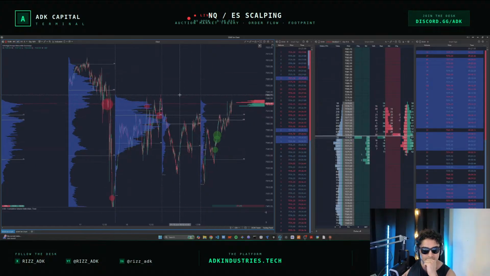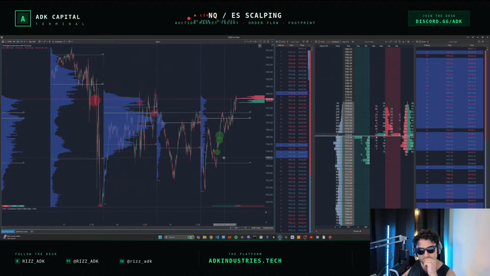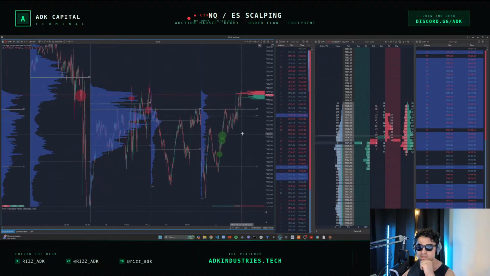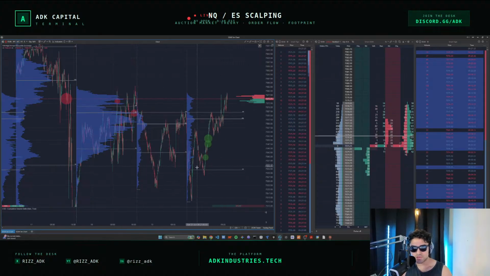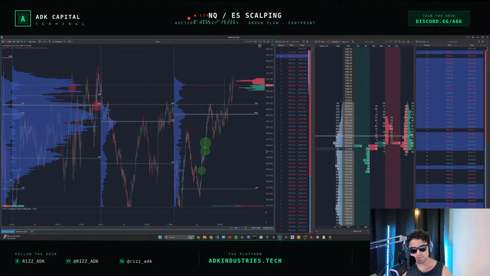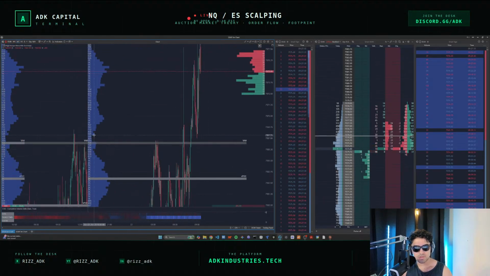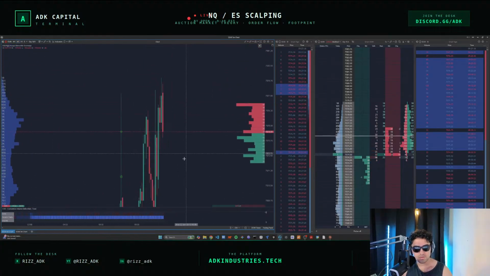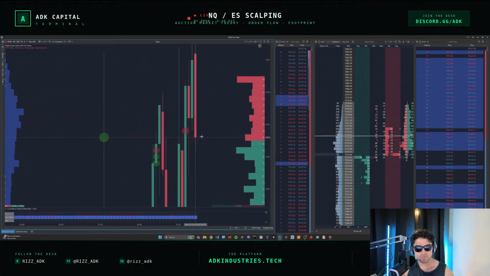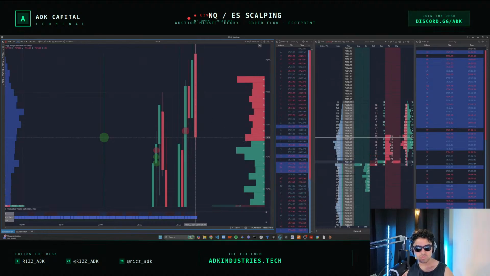Is this a balance day? Nah, I don't think this is a balance day. This is a trending day. We are trying to open outside the value area, and you see the volume distribution around here is really low, really small, and we use this low volume known as a fulcrum. So we just wait and watch. Let's see the footprint.